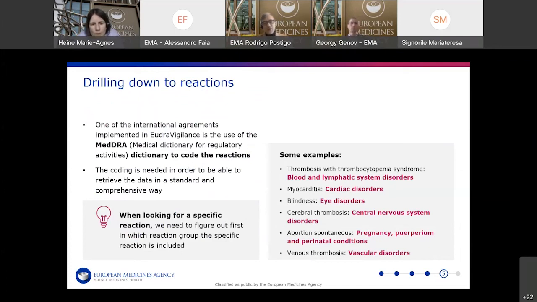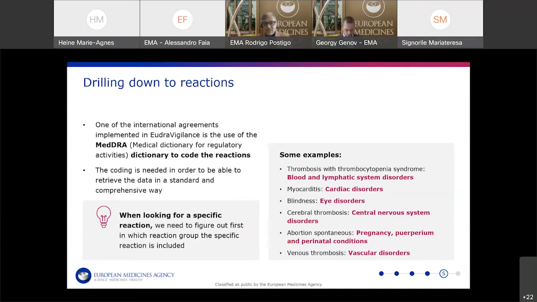As I mentioned before, one of the international agreements implemented in EudraVigilance is the use of MedDRA, the Medical Dictionary for Regulatory Activities, and this is the dictionary we use to code the reaction. The electronic coding is necessary in order to be able to retrieve the data in a standard and comprehensive way. So when we are looking for a specific reaction, we need to figure out first in which reaction group the specific reaction is included. And I think we will understand this better with some examples.